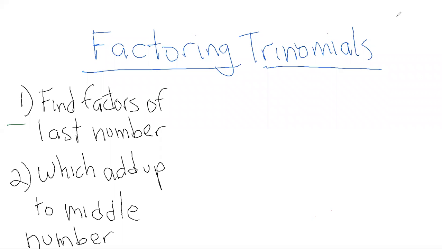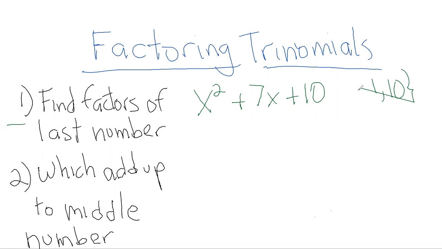Okay, so obviously we need to do this again with another trinomial, and I'm going to pick x to the second power plus 7x plus 10. So we need to go to step 1 again. Find the factors of 10. What are two numbers that when we multiply them give us 10? So we're going to start with 1 and 10, because 1 times 10 is 10. Okay, that's one set. The other would be 2 and 5.